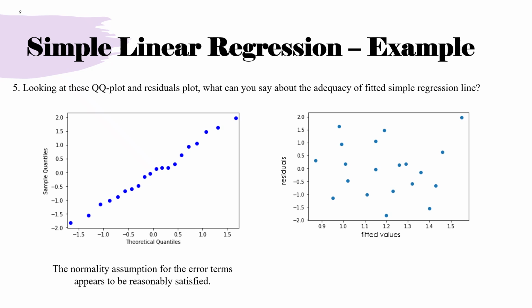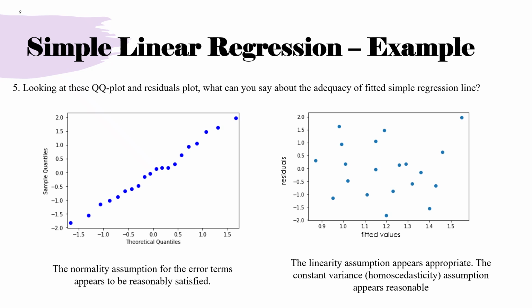From the residuals plot, we see that the residuals are randomly scattered around zero with no clear pattern, such as curvature, funnel shapes, or systematic trends. In addition, the spread of the residuals appears roughly constant across the range of fitted values. This indicates that the assumptions of linearity and constant variance are reasonable.